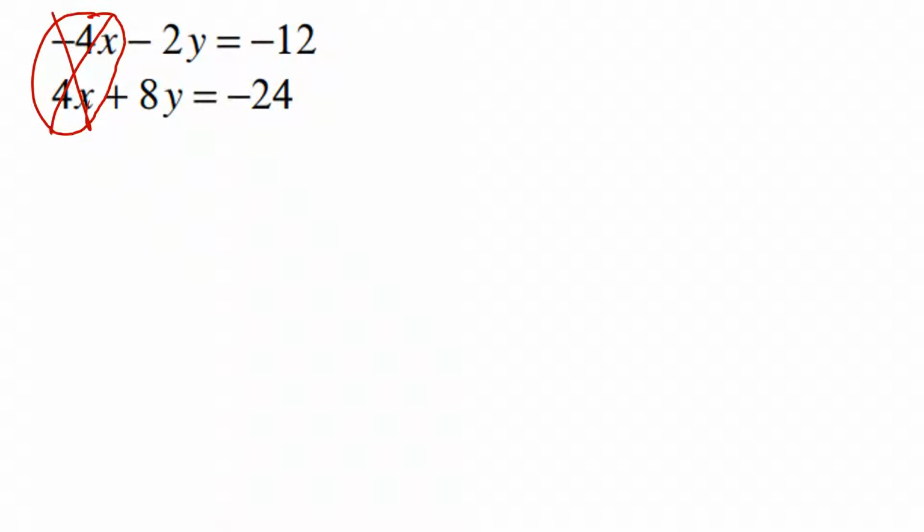This negative 2y plus the 8y is going to give us 6y. Negative 12 and negative 24 is going to give us a negative 36. Our last step is going to be to divide. The 6 and the y side by side means multiply. We do the opposite and we divide. Negative 36 divided by 6 is negative 6.